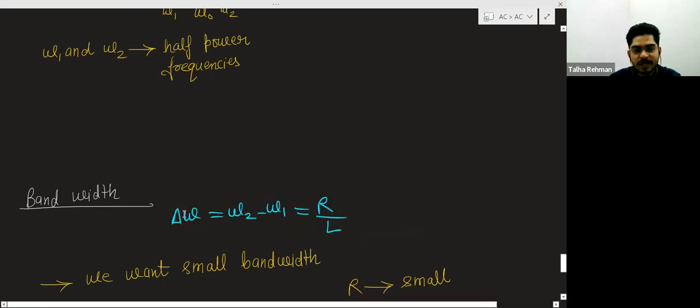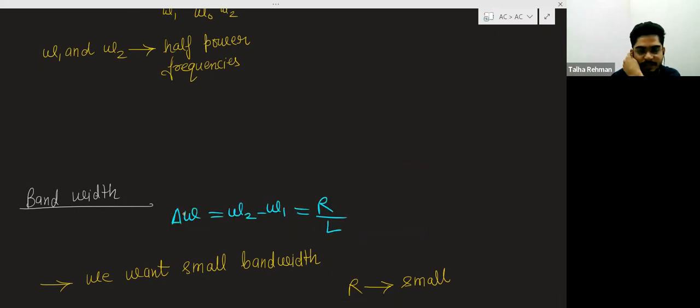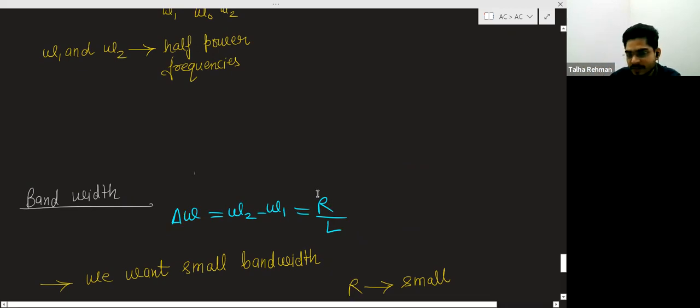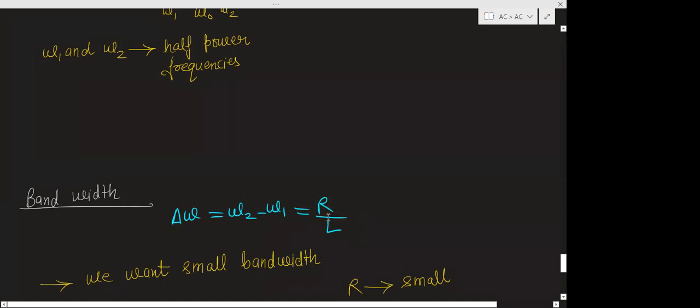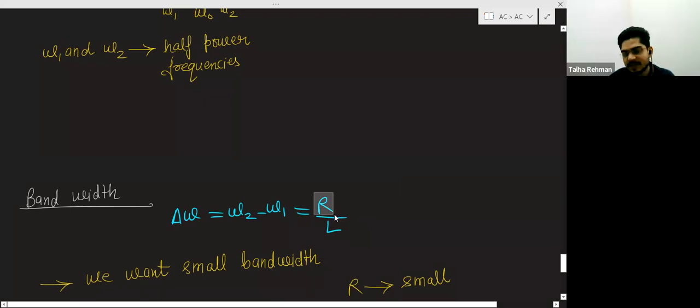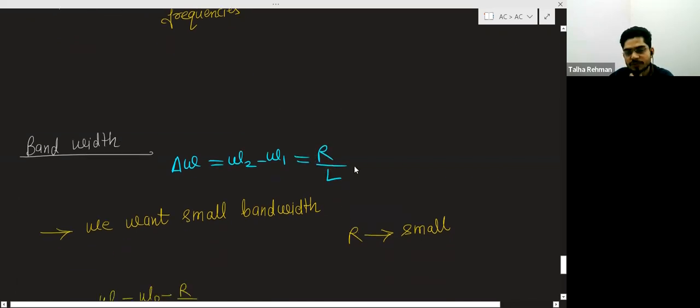Delta omega is known as the bandwidth, and this is R by L. For practical purposes, we want a small bandwidth. For a small bandwidth, the resistance should be small at the resonance, because bandwidth depends upon the resistance and the inductance. So resistance should be small at the resonance and inductance should be large.